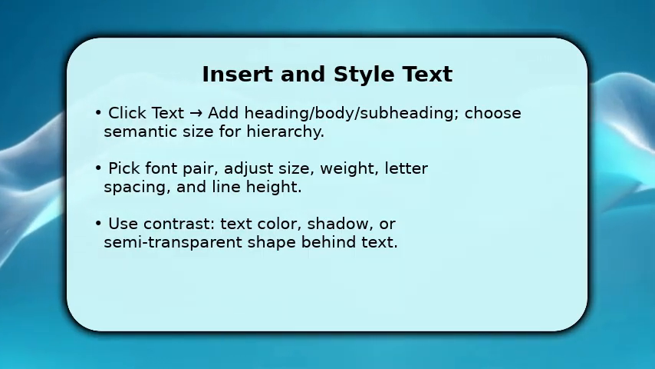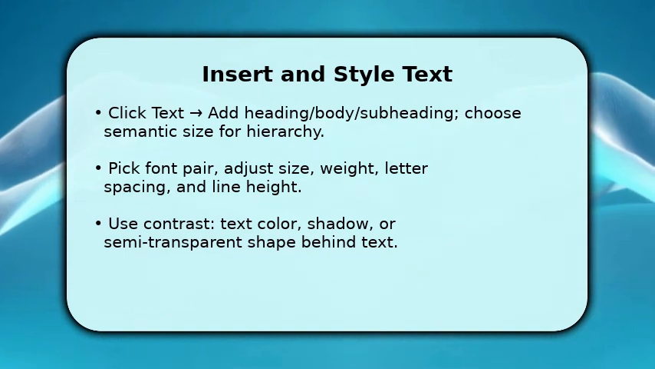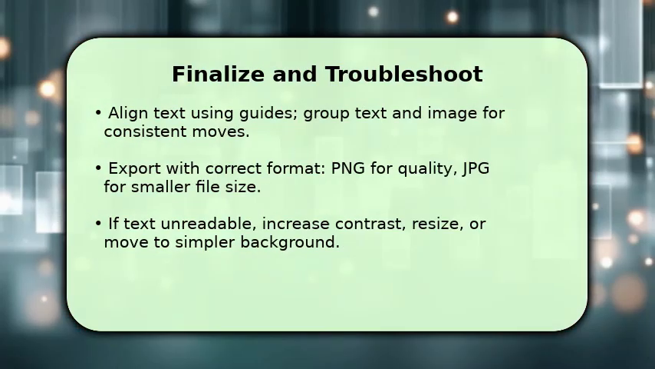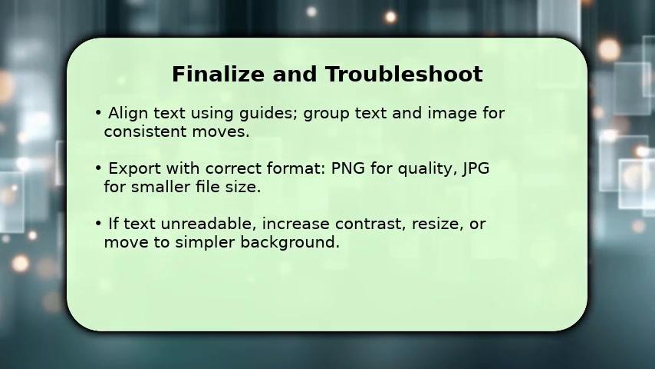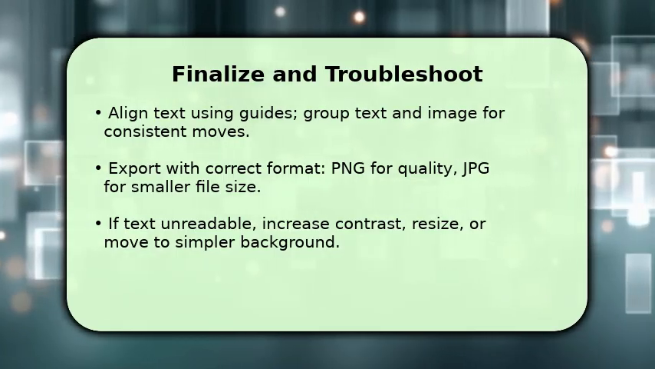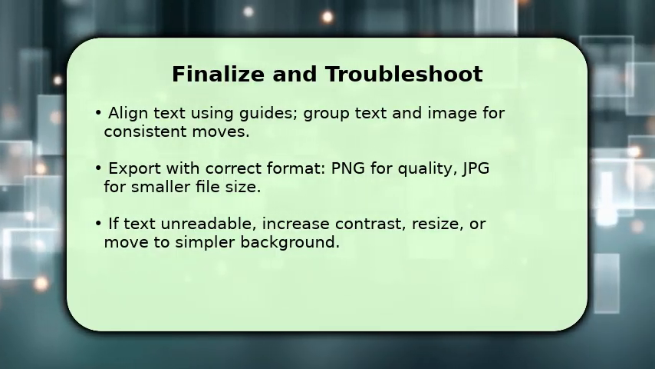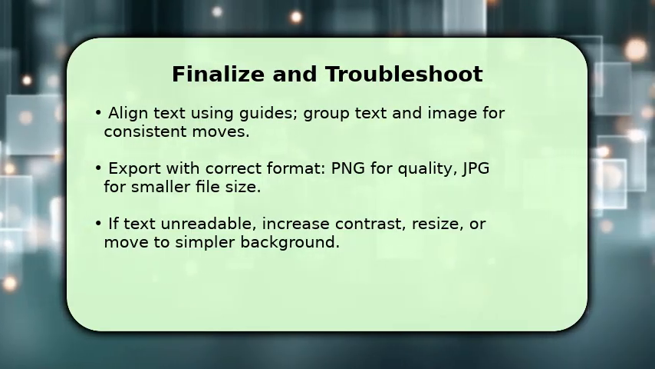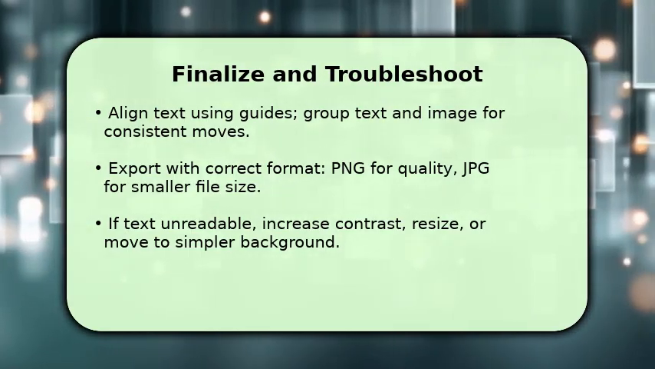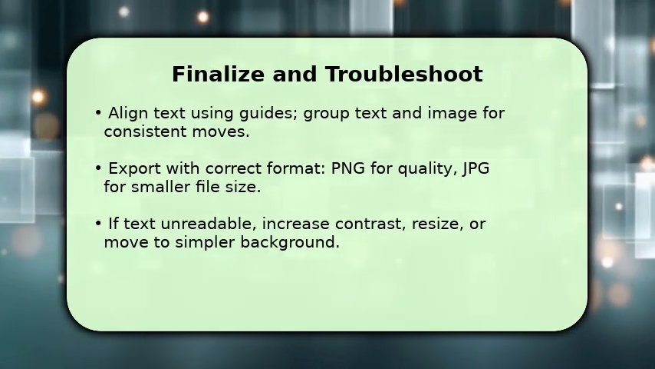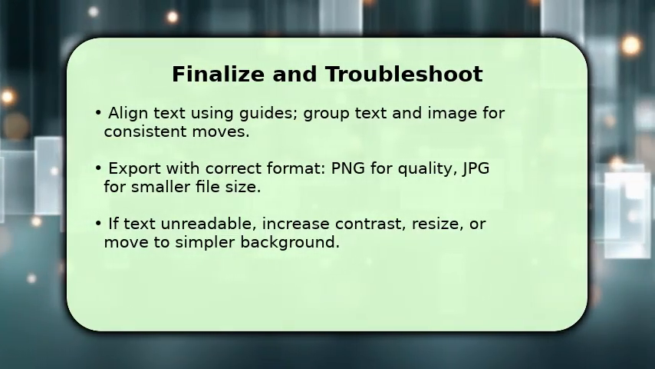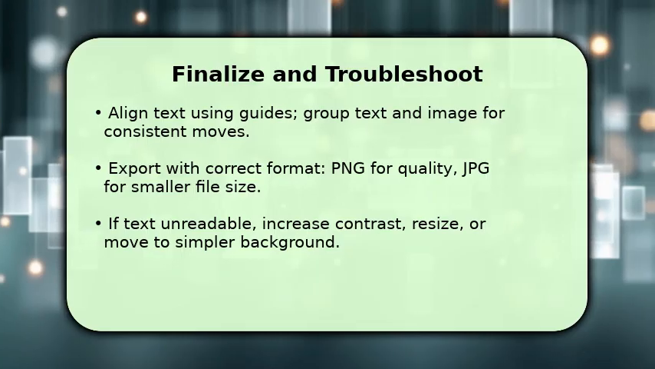Finish by aligning the text precisely using Canva's guides and snapping. Group it with other elements so everything moves together. Then export in the right format: PNG for sharp edges and transparency, JPG for smaller files, checking the export size and quality settings. If you run into issues like unreadable text, make sure to increase contrast, add a subtle overlay, or reposition the text onto a less busy area. These fixes.